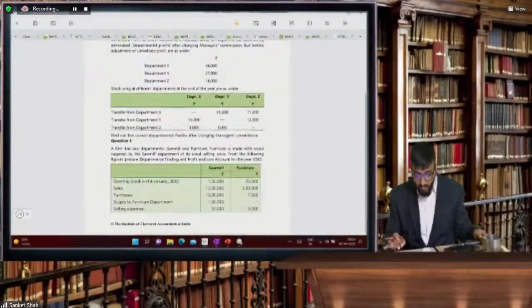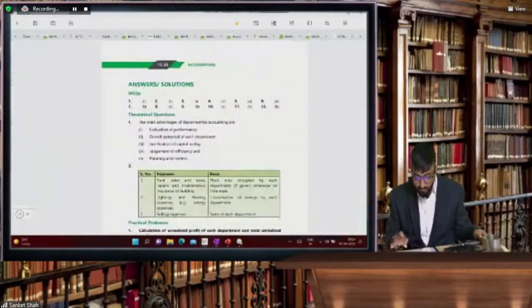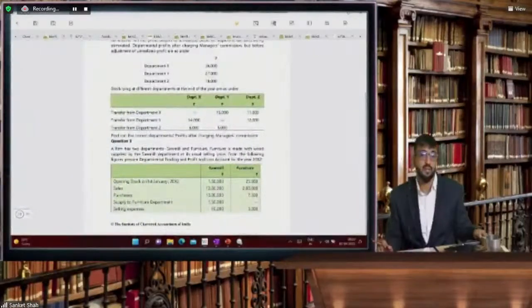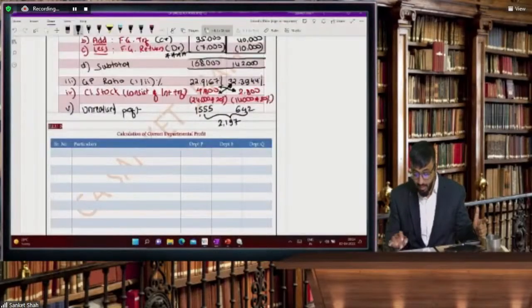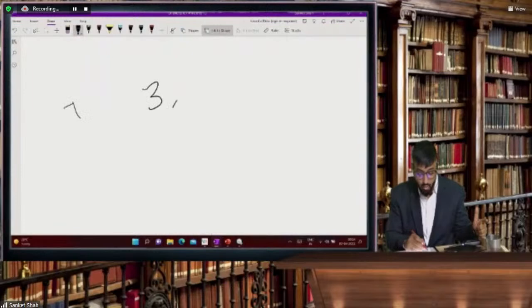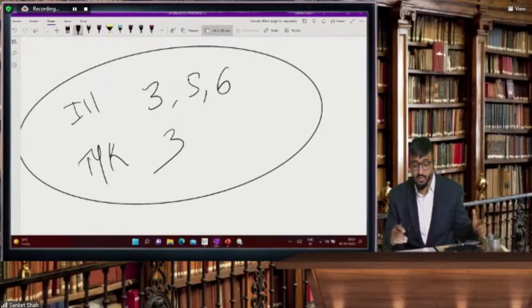1, 2 are very easy. You can solve TYK 3. So how many homeworks? Ilu 3, 6, 7, 5, 6. So homework, yes. Mark down. Mark your homework: 3, Ilu, 5, 6, and TYK 3. So this is your homework.